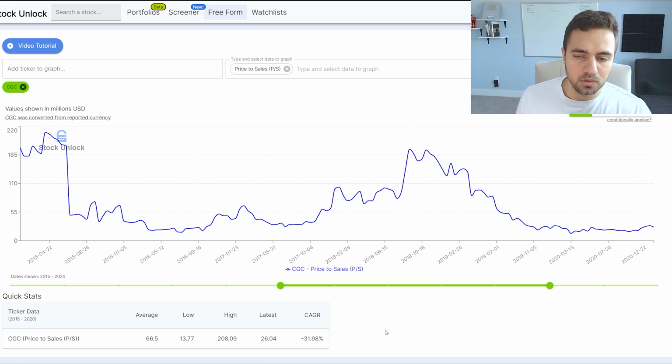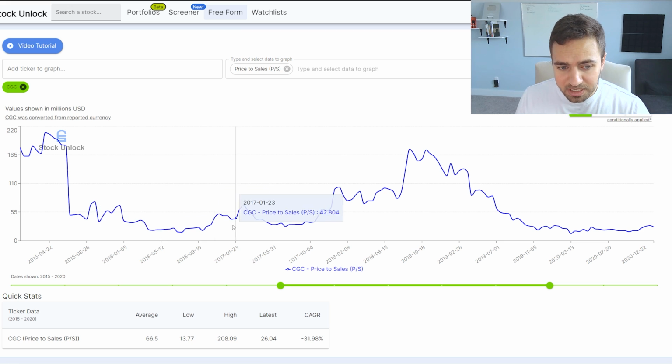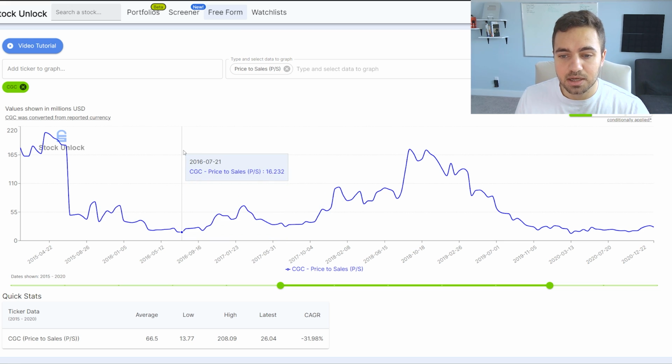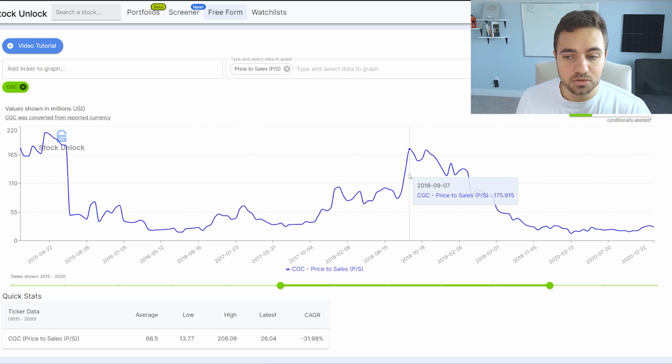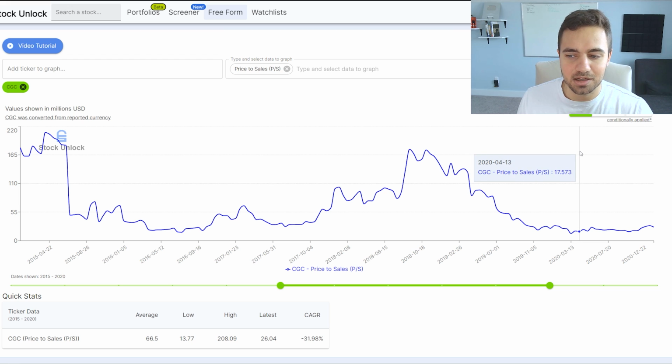So if you're taking a look at the price to sales ratio on its own in a bubble, just the price to sales ratio, you may see that throughout history, the lowest this stock has ever gotten was here in 2016 at a price to sales ratio of 16. Then it spiked to a price to sales ratio of 176 in 2018. And then it fell all the way down to a price to sales ratio of about 17 in 2020.